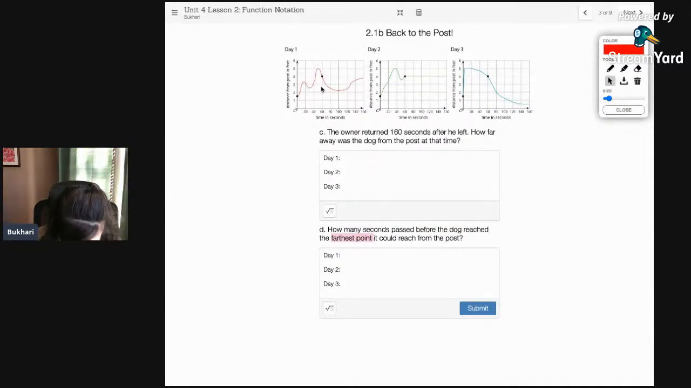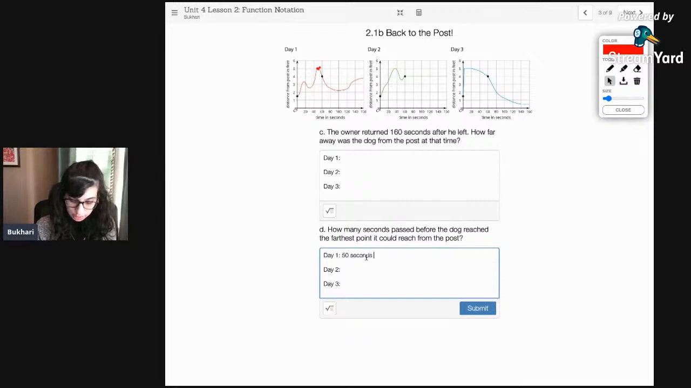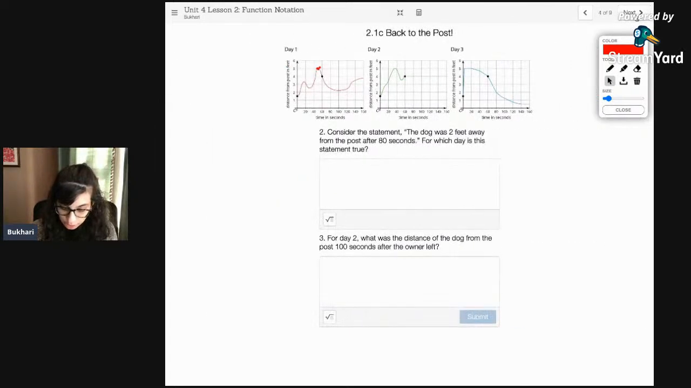So if the furthest away I get to is 5 feet, I can see that up here, 5 feet, and I can see that's around 50 seconds. At 50 seconds, I'm at the farthest point. And so you want to think about what is this question asking me? Is it asking me my input of time, or is it asking me my output of distance? And continue to go through that as you are thinking through slide 4 as well.